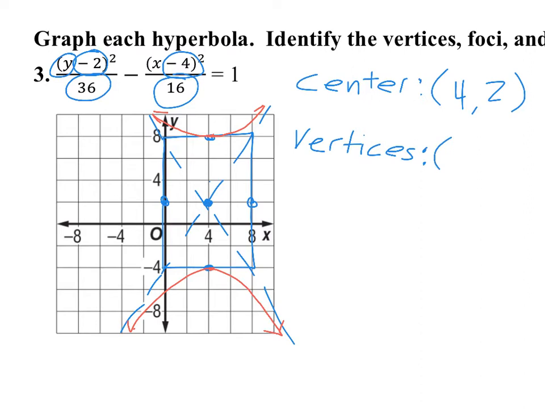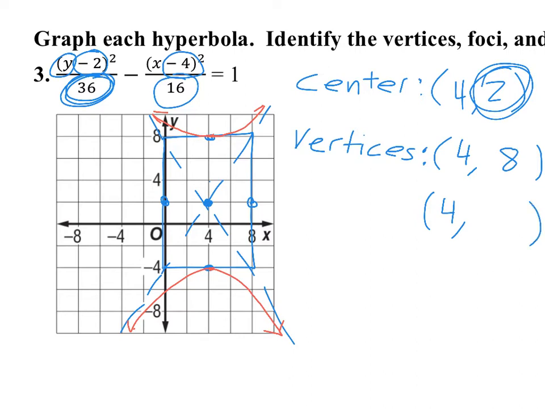Alright, so we're going to have two vertices, and since this is vertical, we're going to leave the x alone and change the y. So this 2, we have to add and subtract the a value. The a value is 6. So 2 plus 6 is 8. 2 minus 6 is -4.